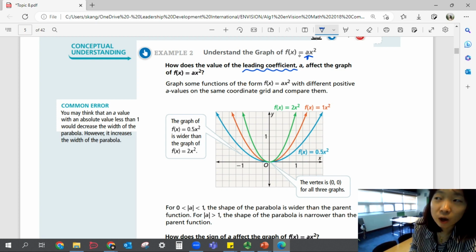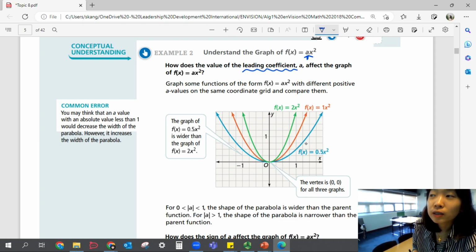But this is for sure a coefficient, right? By definition, if you have a number in front of a variable that's multiplied in a term, that is called a coefficient. So let's graph some functions of different forms. When a is equal to 2, we have the green curve. When a is equal to 1, that's the parent function, right? 1 times x squared is just x squared. So your parent function is when a is equal to 1. When a is equal to 0.5, we have this blue parabola. So how are they different? How does a change the graph?